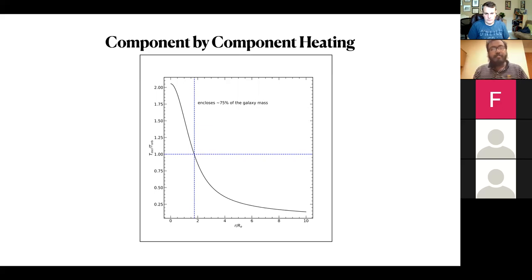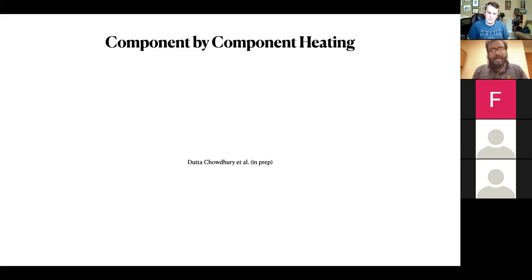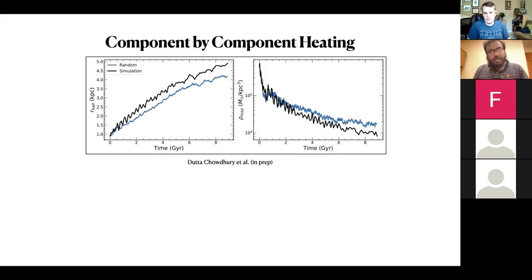And we find that most of the galaxy, about 75% of the galaxy mass, lies in this region where it's adiabatic. So the oscillation time scale is greater than the orbital time scale. Basically, therefore, soliton oscillations are largely adiabatic, and that is the reason why by themselves they don't do much. So now let's turn on the other knobs and see what happens.